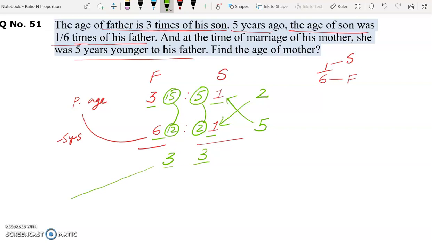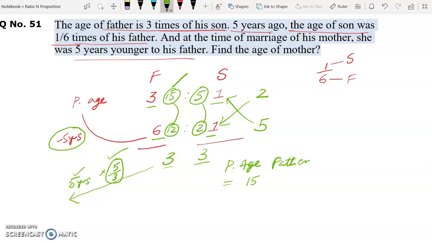Now this 3 unit represents what? This 3 unit represents the difference of present age and this age, which is 5 years. So that means 3 units represents 5 years. So 1 unit will represent what? 1 unit will represent 5 upon 3. So we are multiplying 3 into 5/3 to get 5 years. Now the present age of father is 15 units. So we will multiply this by 5 by 3. This will give us 3 into 5, 5 into 5 is 25. So the present age of father is 25 years.